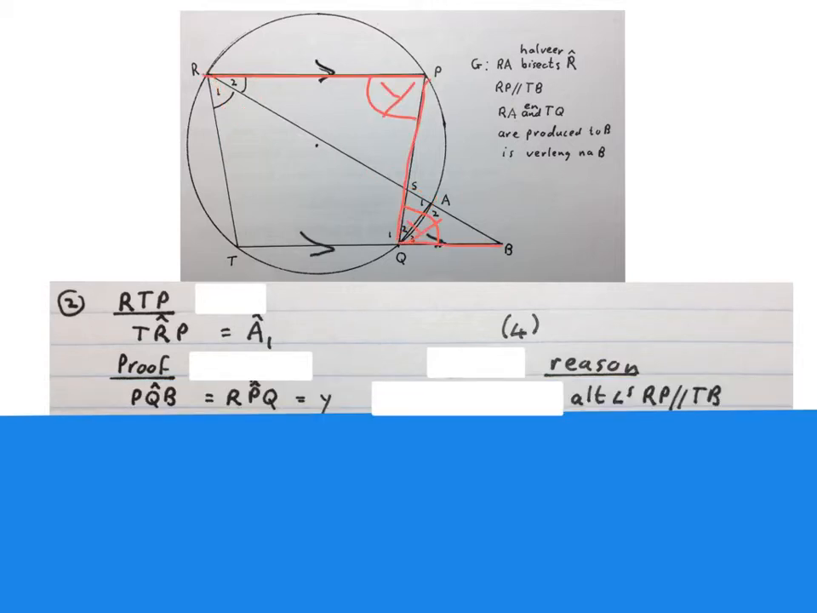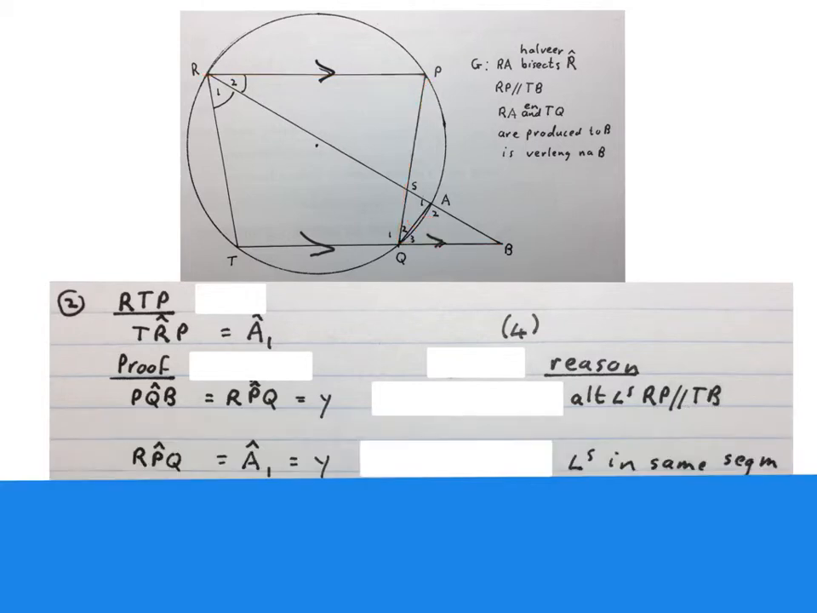One way of answering it is to write angle PQB, that angle there, is equal to RPQ, that one there. You can give it a name, equals Y, because they're alternate angles, and RP is parallel to TB. Next we can write angle RPQ is equal to angle A1, you can also call it Y. So that angle over there is equal to the same as that angle at A1. We can call them Y again. Our reason, angles in the same segment.